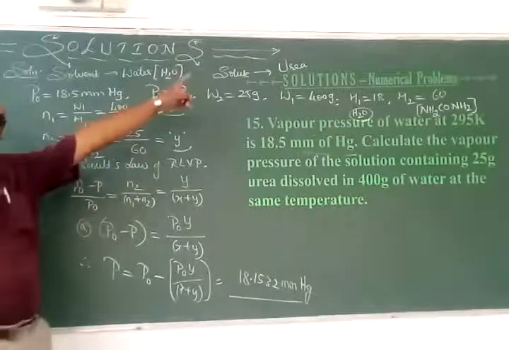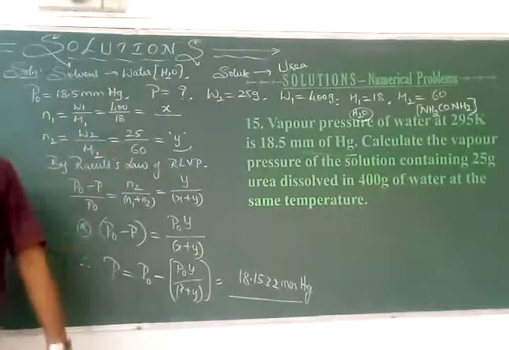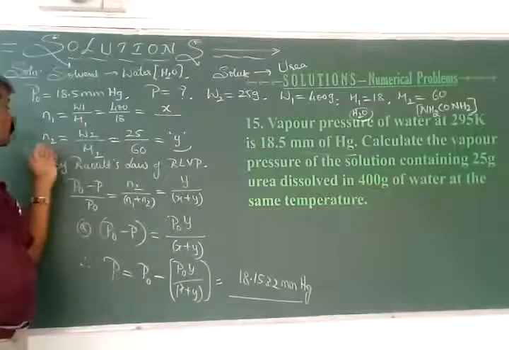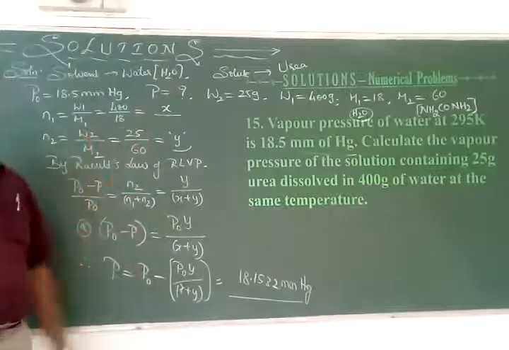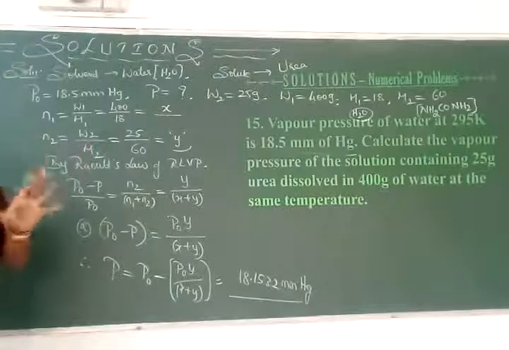Which is the solute here? Urea is the solute and the solvent is water. How many grams of solute and solvent? 25 grams of solute added in 400 grams of solvent. The mass of the solute and the mass of the solvent are given.